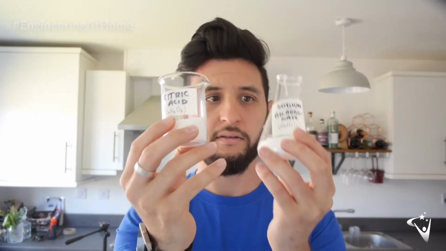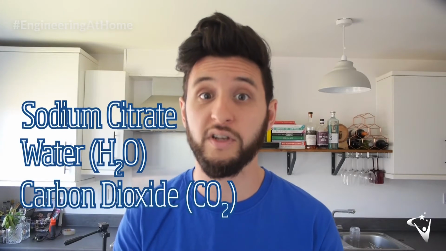There's loads of videos on YouTube about people making gas-propelled rockets or cars, and seeing as though we've already done both, we thought we'd do something a little bit different this week. When you mix citric acid and bicarbonate of soda in the presence of water, the two react to form sodium citrate, water and carbon dioxide.